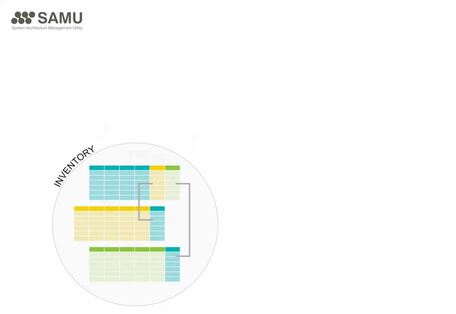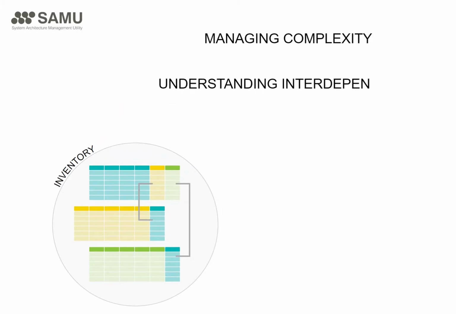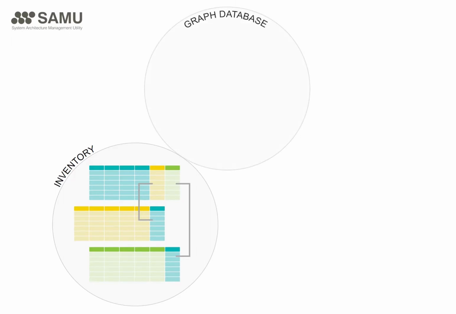At the end of the day, EA is about managing complexity and about understanding the interdependencies of different components. Thus, we need a flexible query mechanism, which helps us focus on our objects and their relationships. And this is where the mentioned graphs come into play. In SAMU, the different objects in the inventory are considered as the nodes of a graph, while the relationships between them are considered as the edges.